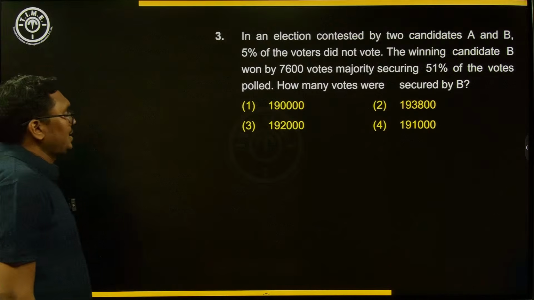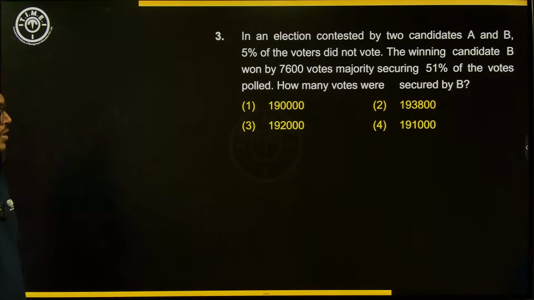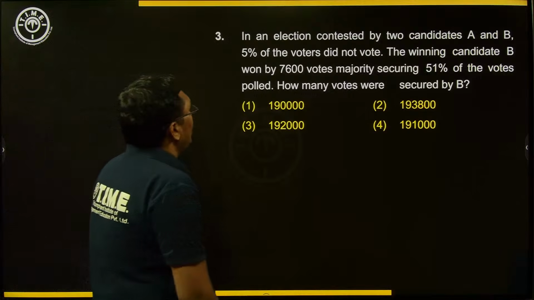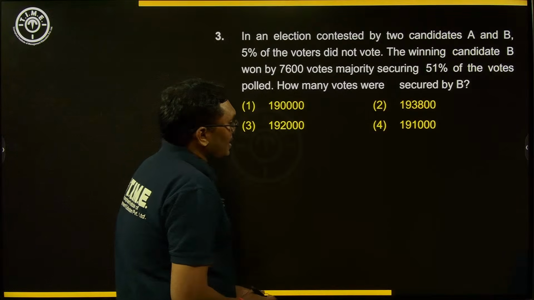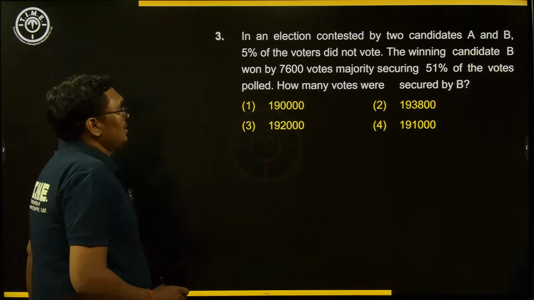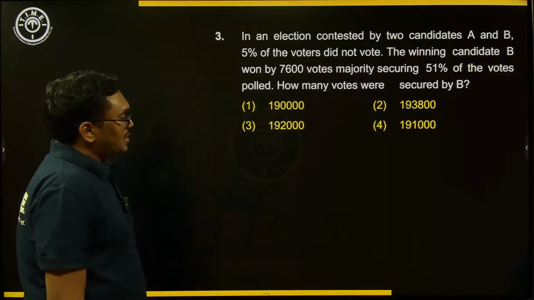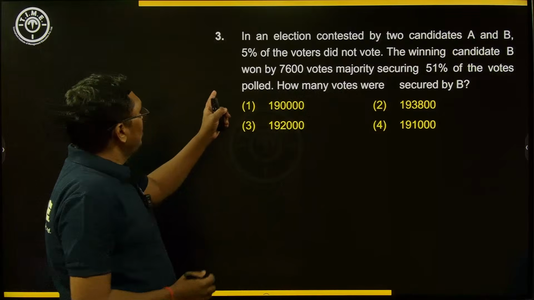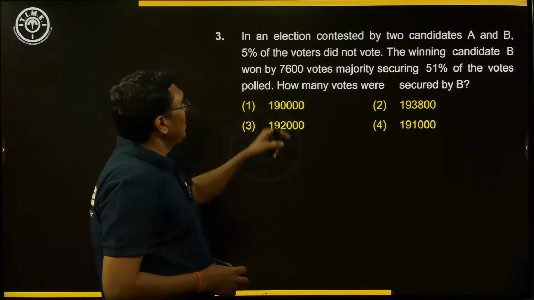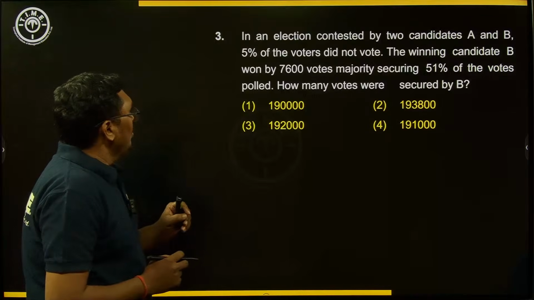See the question number 3. So question number 3, చూడండి ఏమి ఇచ్చారు? If an election is contested by 2 candidates A and B, 5% of the voters did not vote. So 5% of voters not voted. So అందులో మనకి టోటల్ ఎలక్షన్స్ పర్సన్స్ ఓటర్స్ మనకి 5% ఓట్ వేయలేదు.